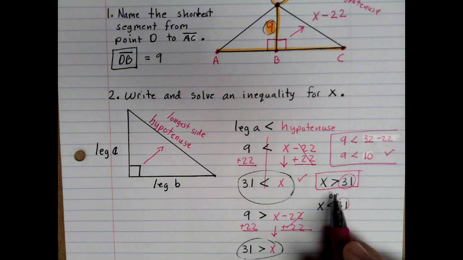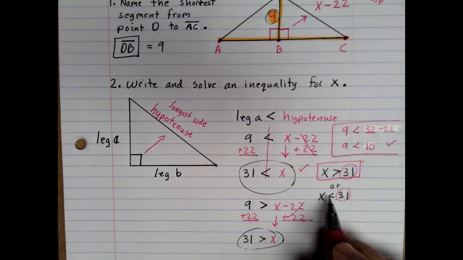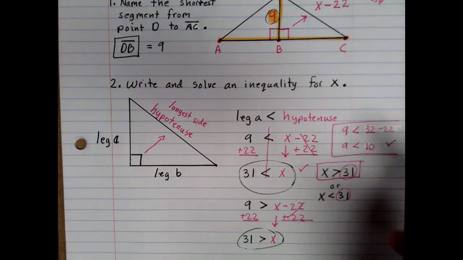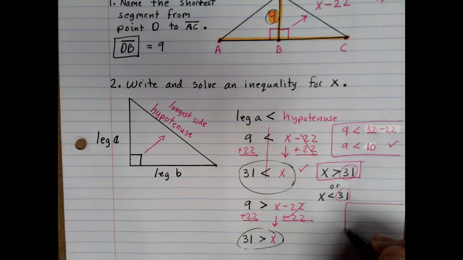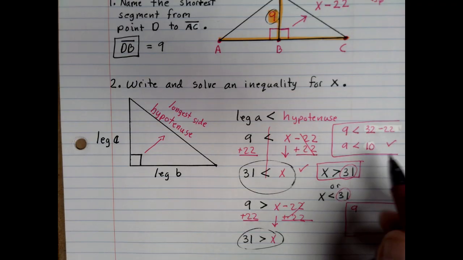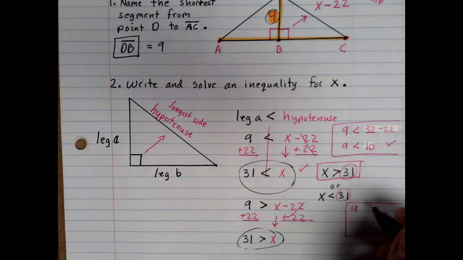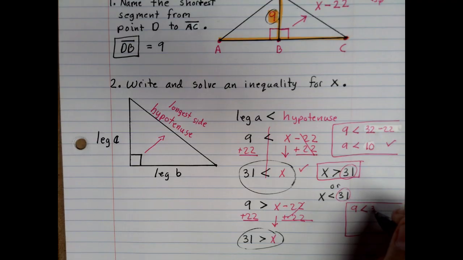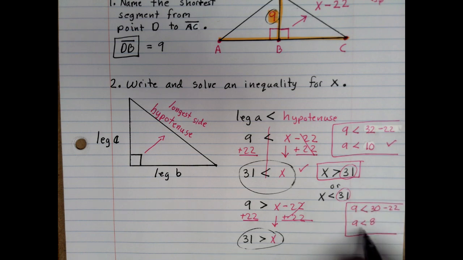Now notice, I said we could have done it the other way. We could have flipped the sign around and said x is less than 31. But let's see what happens when we take a number less than 31 and substitute it into our inequality. I'm just going to put a little box here. I'm going to put 9, and in this case we have our less than symbol. And I'm going to put a number less than 31, so I'm going to put 30, minus 22. Then I have 9 is less than 8. Is 9 really less than 8? It's not. It's false.